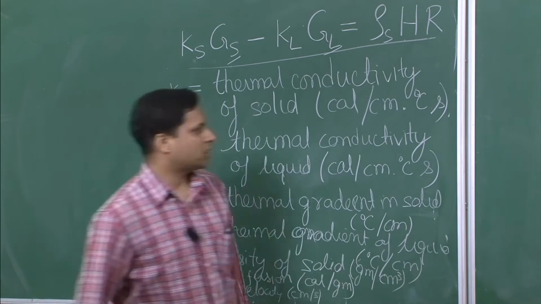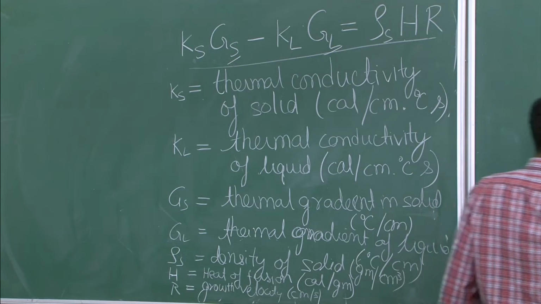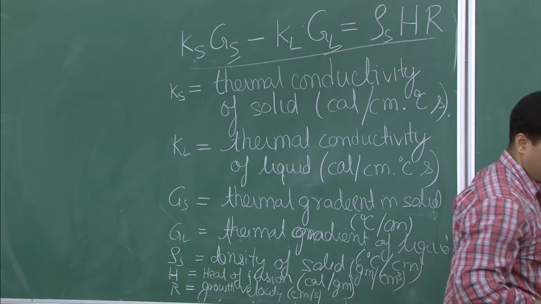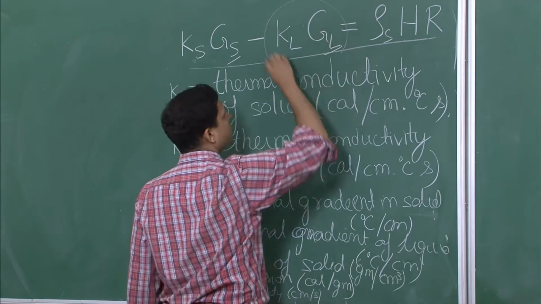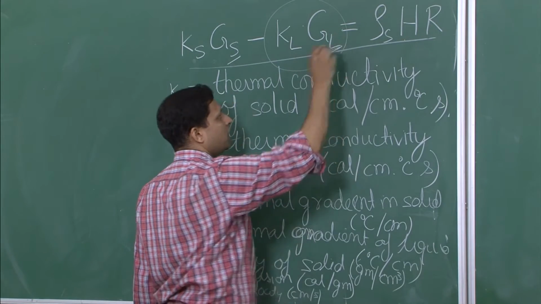So, what is the maximum growth velocity that we can go? For that, just look at that equation. How do you maximize R? If you want to maximize R, what do you want? You want to reduce this term as small as possible. And how do you reduce this term? You can make this GL equal to 0.